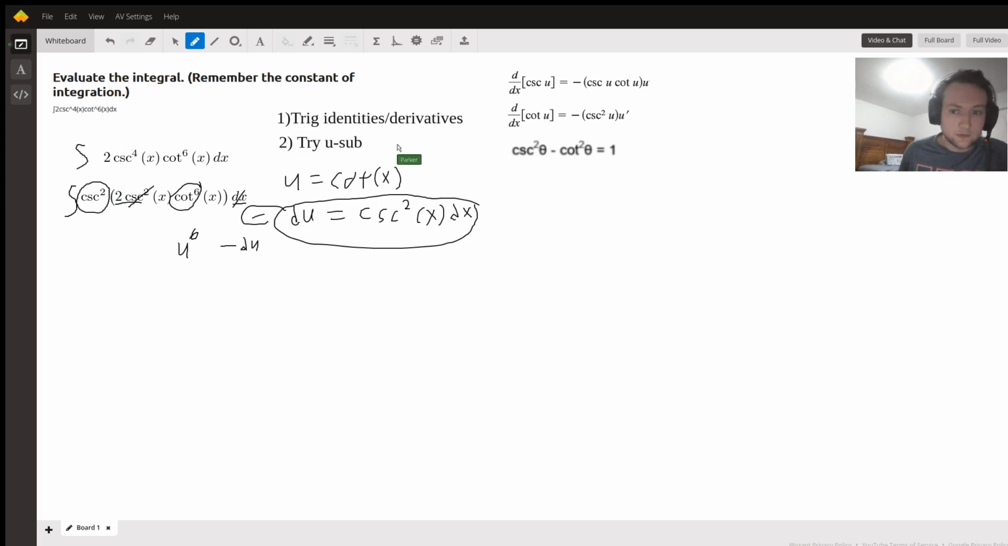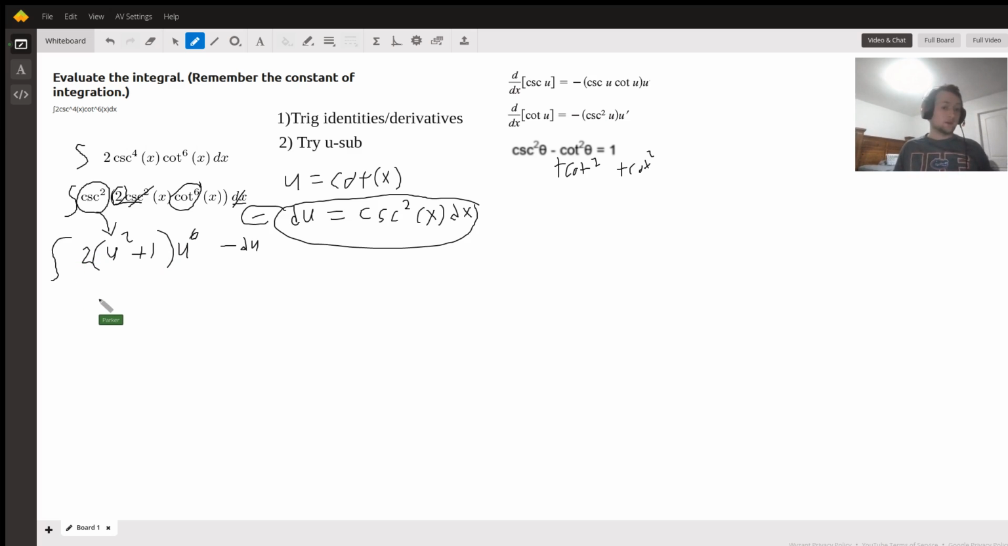Except, if we look over here, cosecant squared minus cotangent squared equals 1. We rewrite that by adding cotangent squared to each side. And we get, make sure not to forget this constant, 2 times, we're replacing the cosecant squared here, cotangent squared, which is just going to be u squared, right? U squared plus 1. And then make sure you have those parentheses correct, or you'll get the wrong answer at the end.